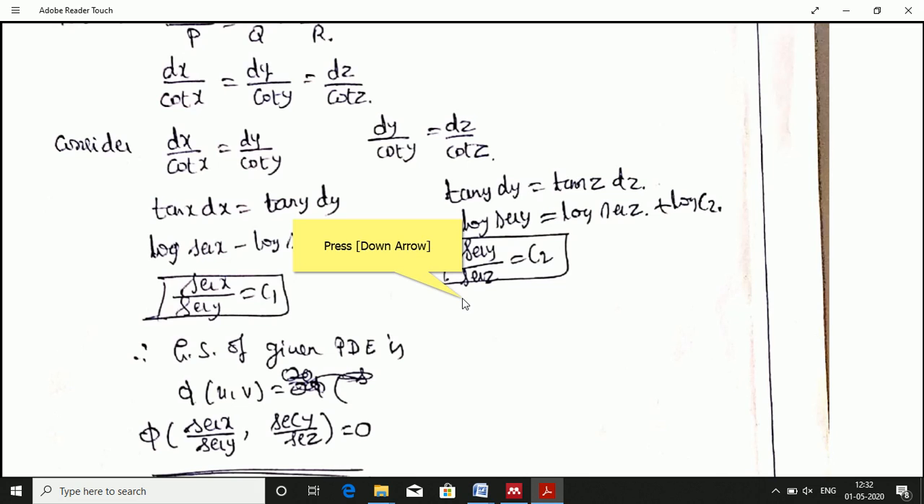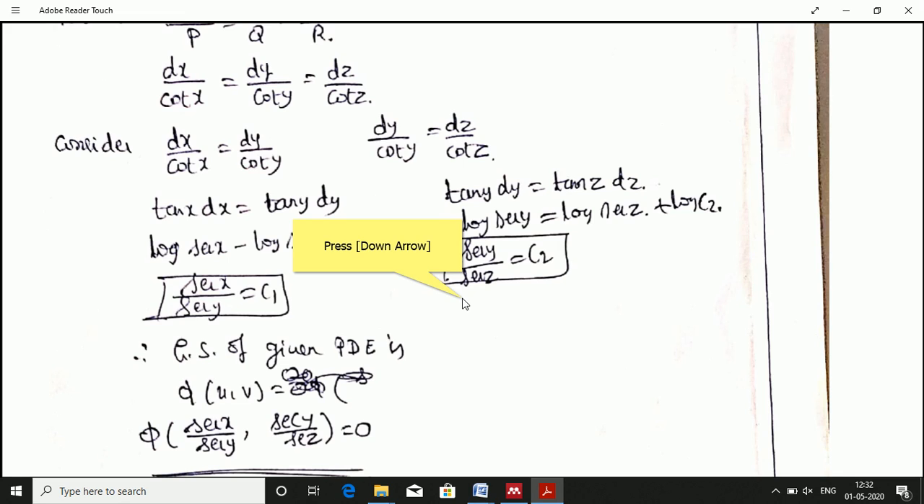1 by cot x is tan x into dx is equal to 1 by cot y is tan y into dy. Variables are separated. On integration, integral of tan x is log secant x, minus integral of tan y is log secant y, is equal to, I added constant of integration as log c1. Log m minus log n is log of m by n. So that secant x by secant y is equal to c1 on cancellation of log on both sides.